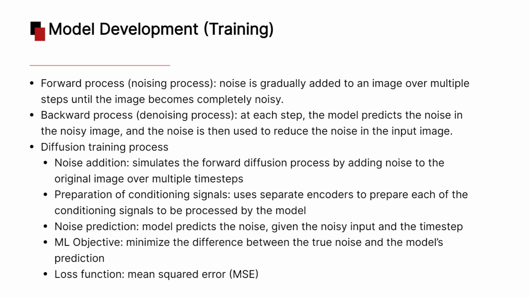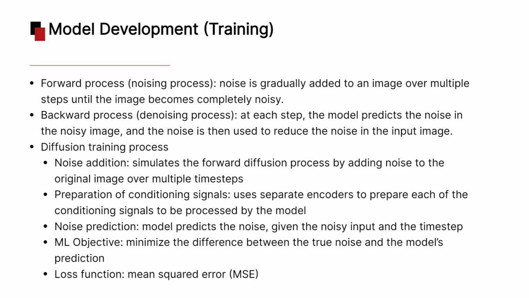Backward process, denoising process. This is the process we actually train the model for. At each time step, given a noisy image and the time step index, the model tries to predict the noise that was added. Once predicted, this noise estimate is subtracted from the noisy input, moving the image one step closer to the original. Iteratively applying this step reconstructs the original image from noise.